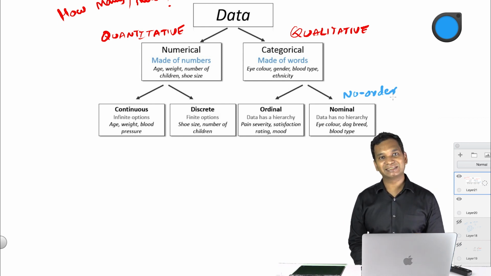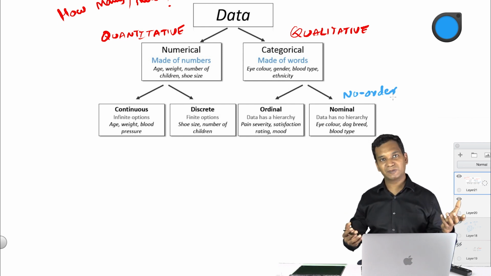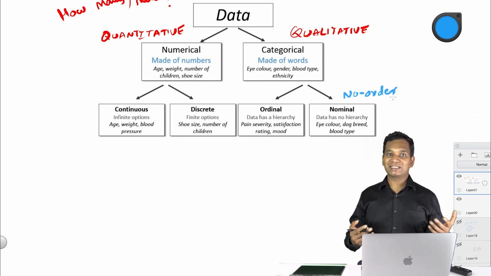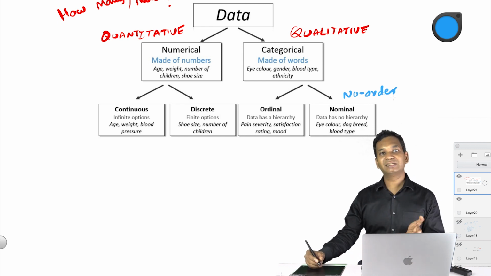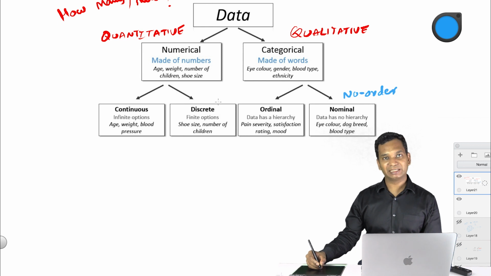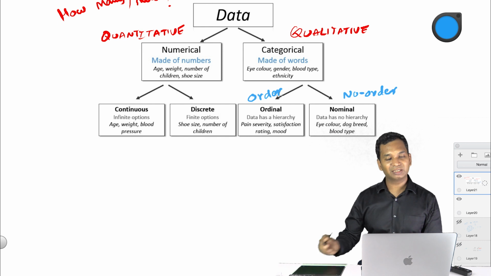Let's take an example of your blood group. There are different blood groups, A positive, B positive, AB positive, AB negative, O positive, O negative. These are different blood groups. As such, blood group has no order. So it is nominal data. The other subcategory of your categorical data is ordinal, or simply say it is ordered nominal, it has an order.